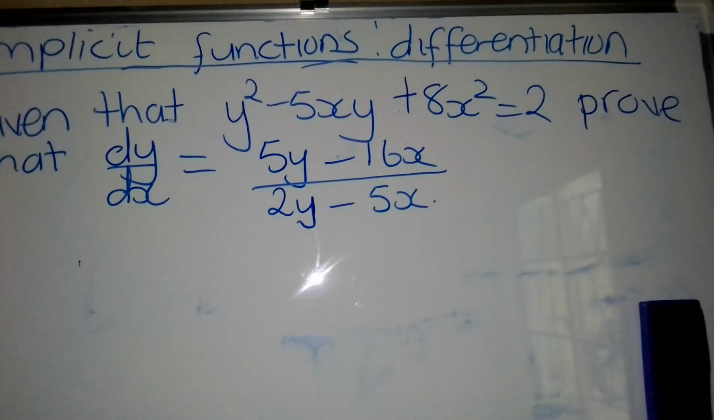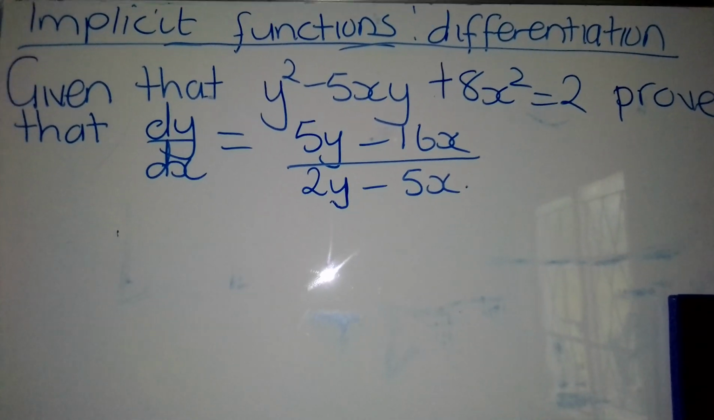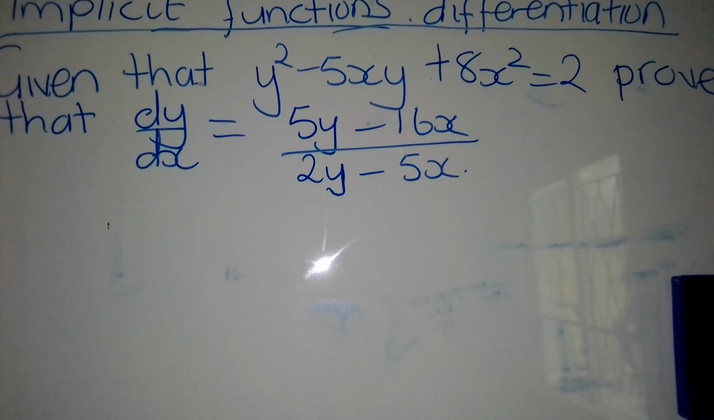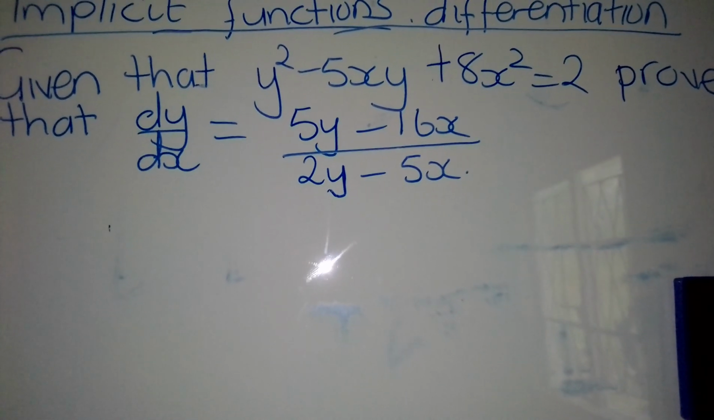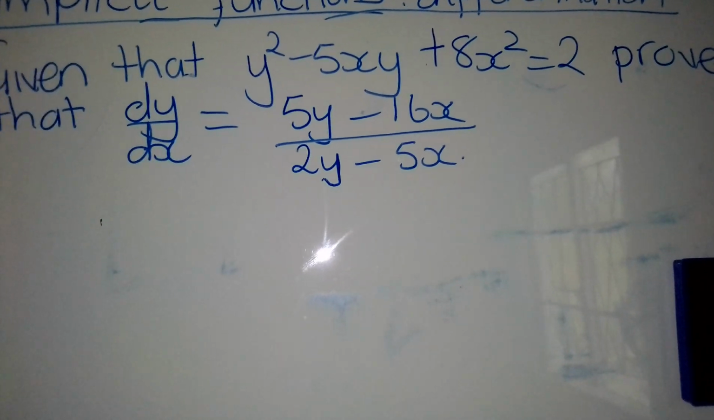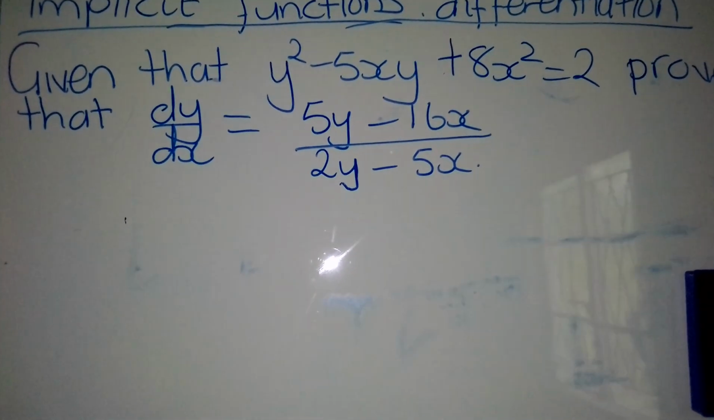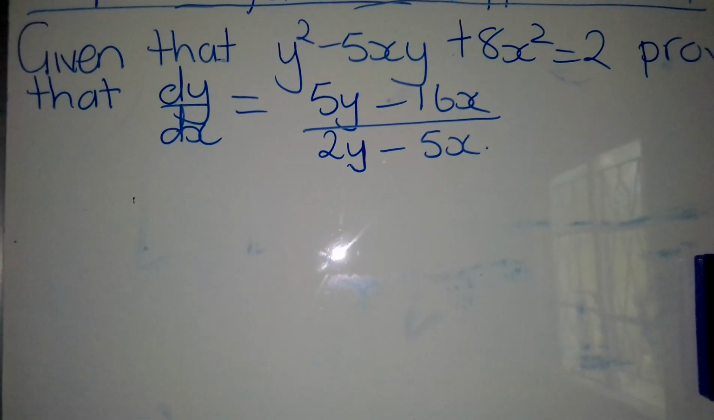An implicit function is a function that is not clearly defined for y. Y is not given explicitly; we haven't expressed y in terms of x. So to differentiate that function, we differentiate it with respect to x.